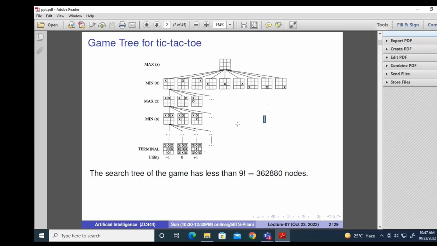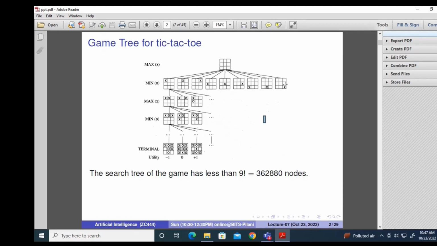We have seen in the last class that this is a kind of tree that connects all the possible ways in which you can proceed. This is with respect to the tic-tac-toe game, which is a very simple game. Everybody knows that there are 9 squares, and if Max is allowed to go, he can put an X at any place. How many places can he put the X? 9 places.